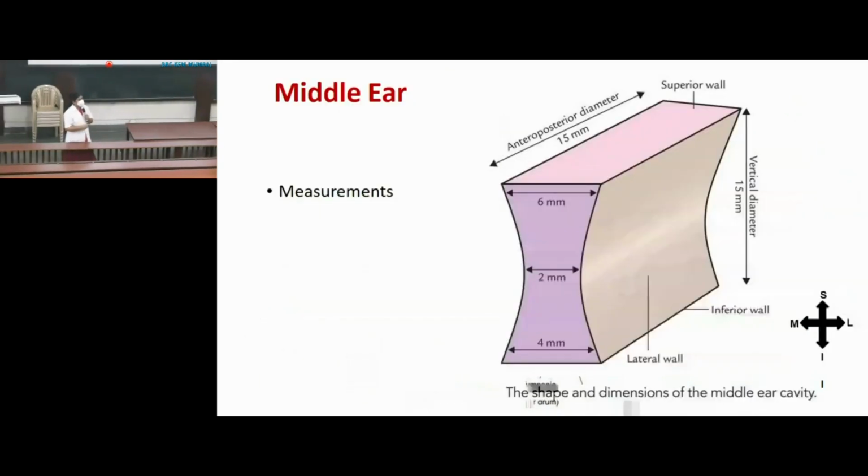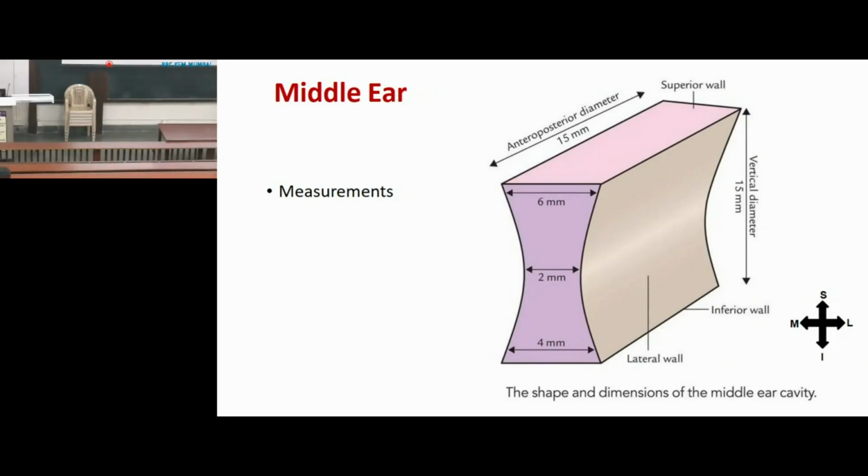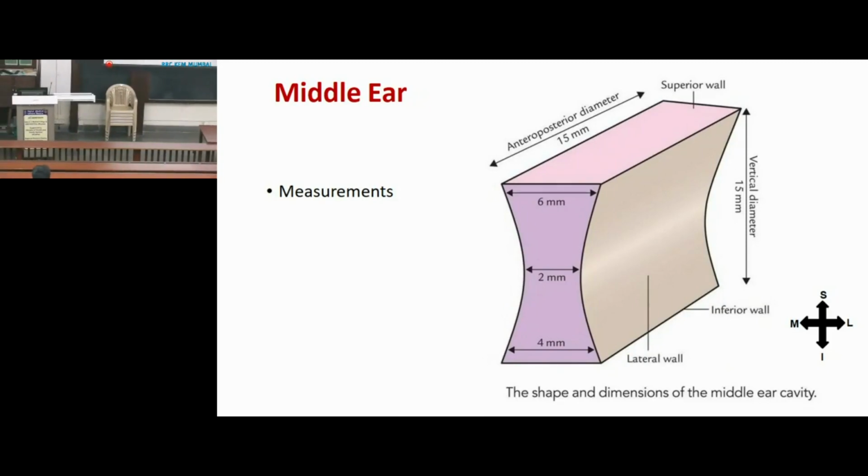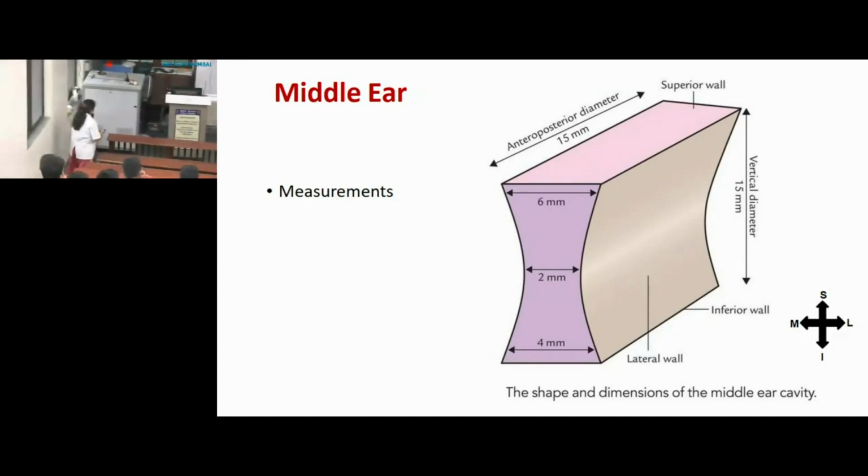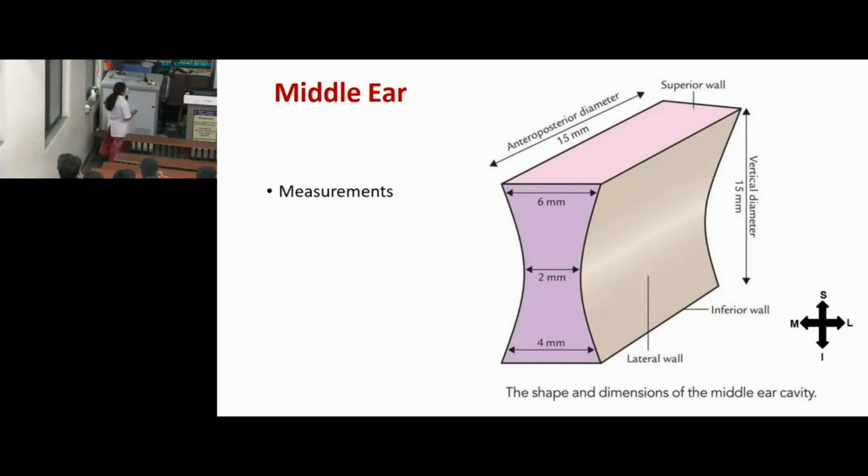So here we can see how it is seen in coronal section. Okay. So if you see diameters of this middle ear, anteroposterior diameter and vertical diameter of middle ear cavity is near about 15 millimeters. But if you see the transverse diameter, it varies in upper part, middle part and lower part. So which part is the narrowest part of the middle ear? Middle part. Okay, so here you can see 2 millimeters. In the upper part it is 6 millimeters and in the lower part it is 4 millimeters in diameter.